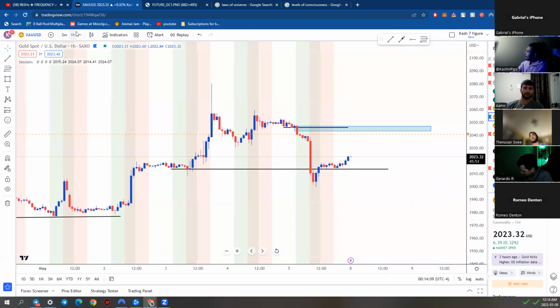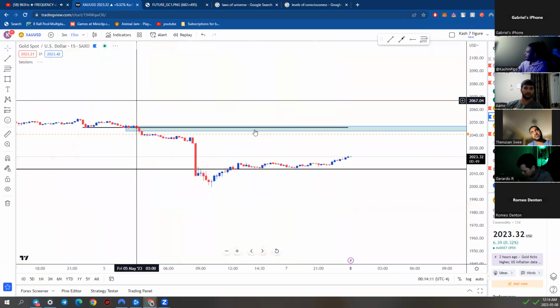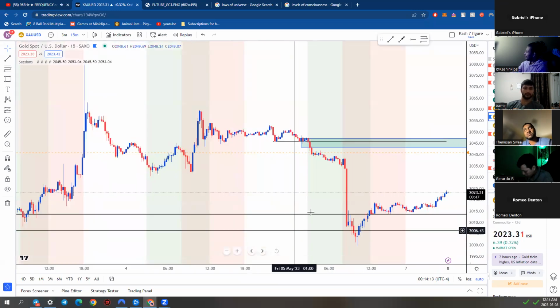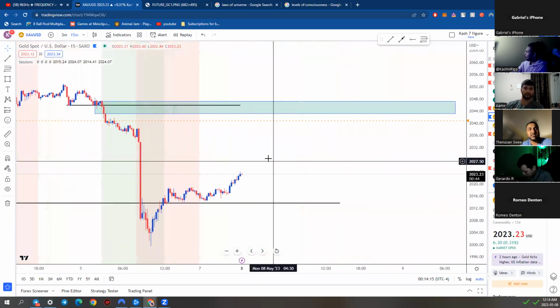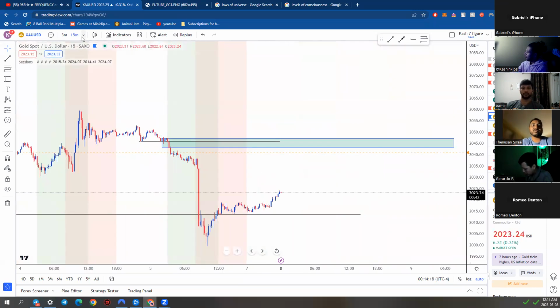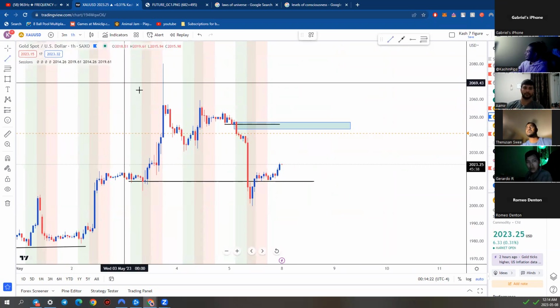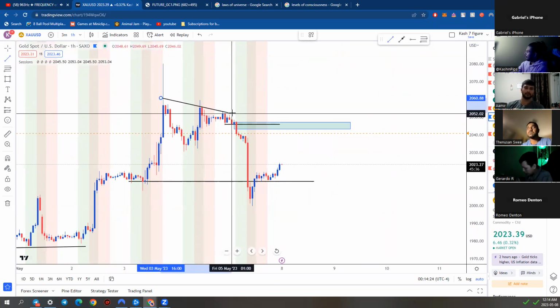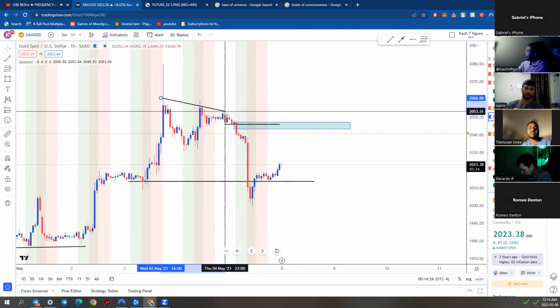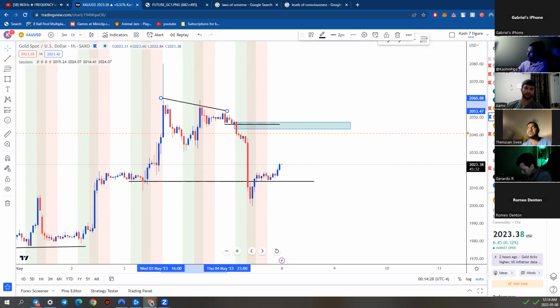So, that being said, really the areas that I'm looking for in terms of goal come down to this hourly. In my eyes, I can see one of two things happening. So gold being gold and doing gold things, this is what I could expect.